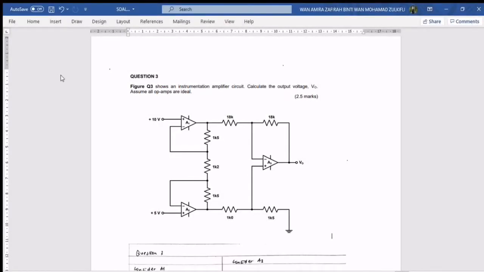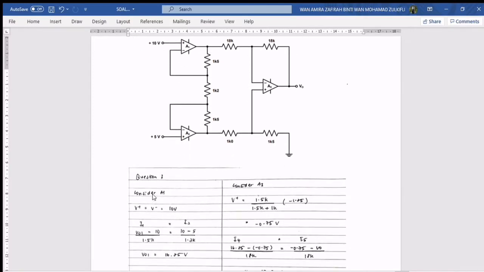Figure Q3 shows an instrumentation amplifier circuit. Calculate the output voltage, V out. Assume all op-amps are ideal. So as we can see here, the circuit contains 3 op-amps. So let's calculate the value for voltage output for every op-amp one by one. So first thing, let's consider A1.